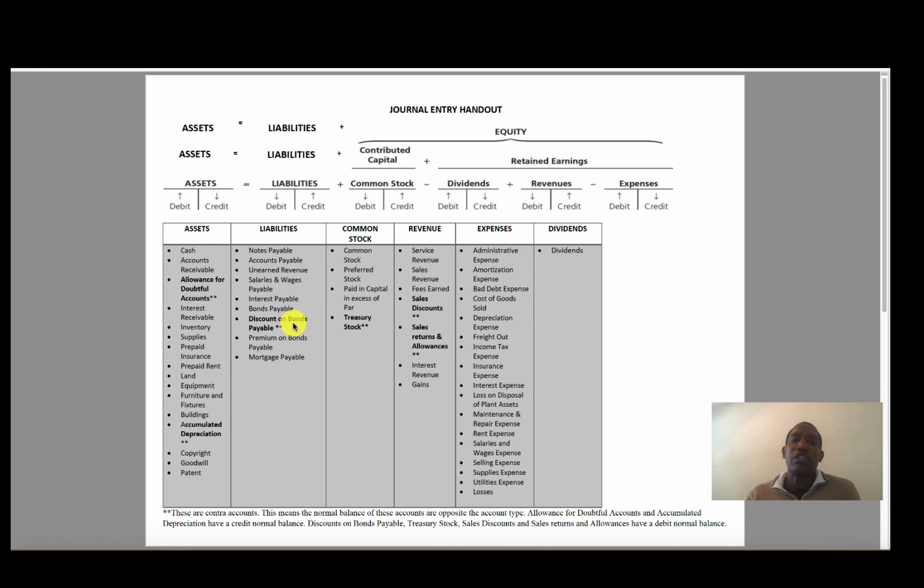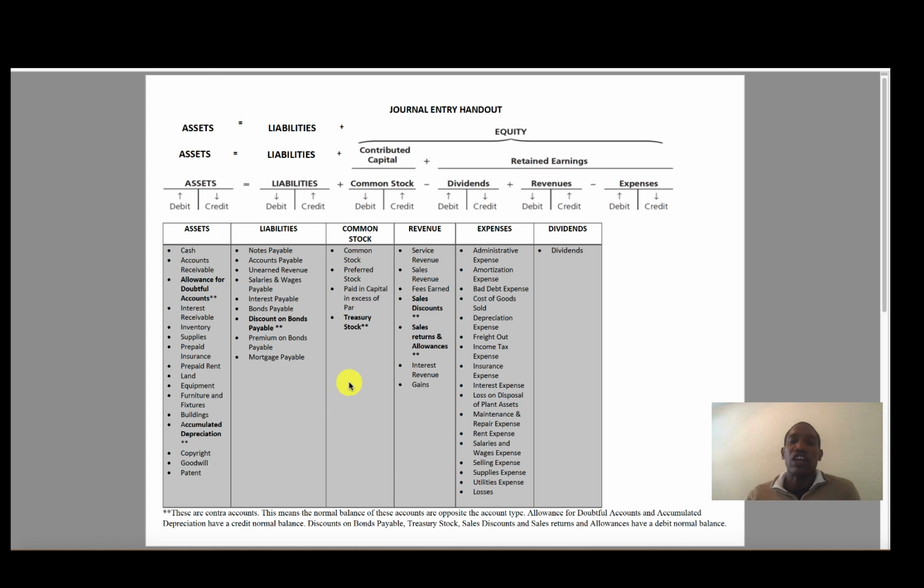Discounts on bonds payable is decreasing. So discounts on bonds payable we know is a contra account. So let's go up here. If it's your regular liability account, we decrease with a debit. So normal liabilities, we decrease with a debit. But this is a contra, so what would we decrease with? You would decrease with a credit. So you would credit discounts on bonds payable.